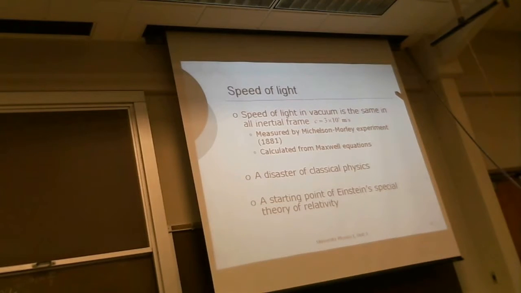So if you send out a beam of light from the ground, or send out a beam of light from a moving rocket, the speed of light should still be the same. It seems that the moving rocket doesn't produce any effect on the speed of light. So that completely contradicts the Galilean addition of velocity.